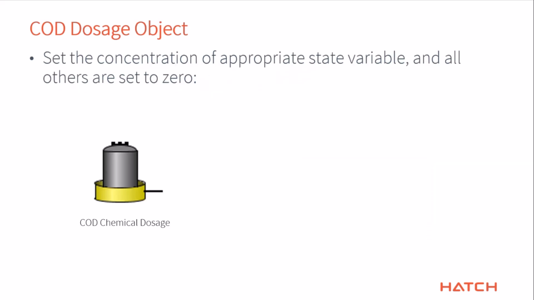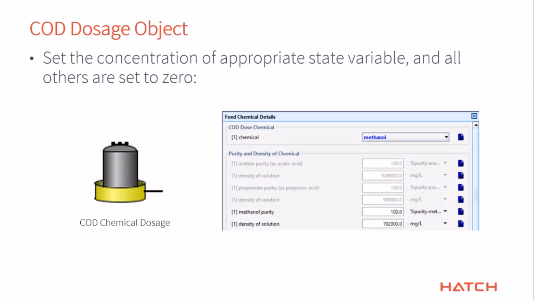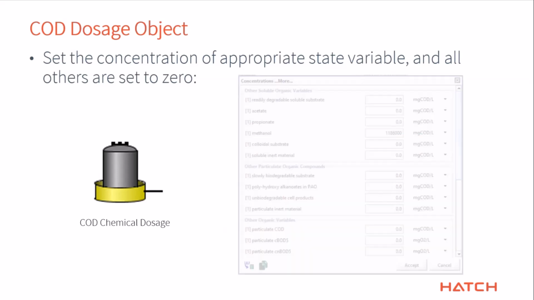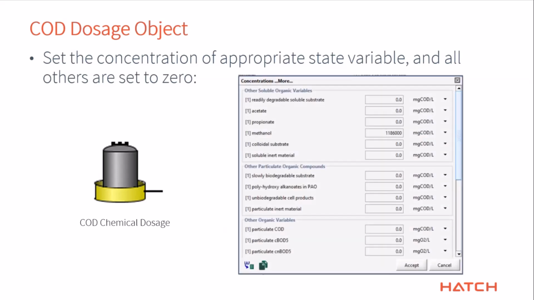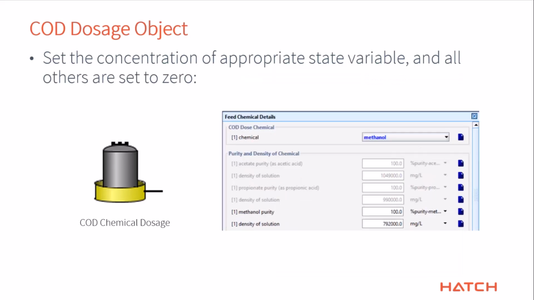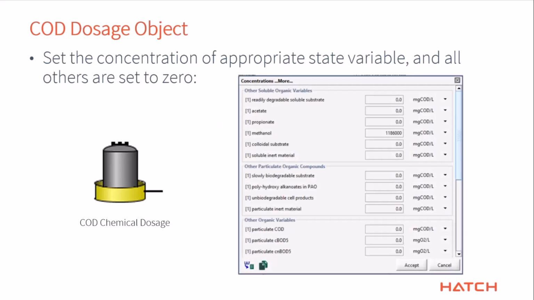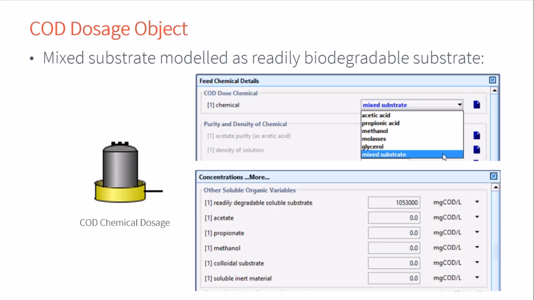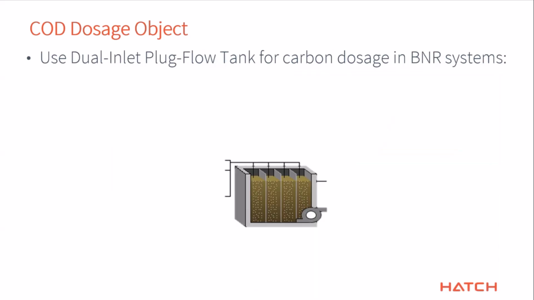Now, the way it works is once you've selected that and you select the strength and all of the other details, in the background, what the model does is it actually sets all of the state variables for this particular stream to 0 with the exception of the thing that you are dosing. So in this case, I've got methanol shown here that I selected at the top. And here, this is just plotting all of the concentrations. You see everything is 0 except for the methanol state variable. And in the case where we're doing the one for the mixed substrate, it is actually going to go all into readily biodegradable soluble substrate.